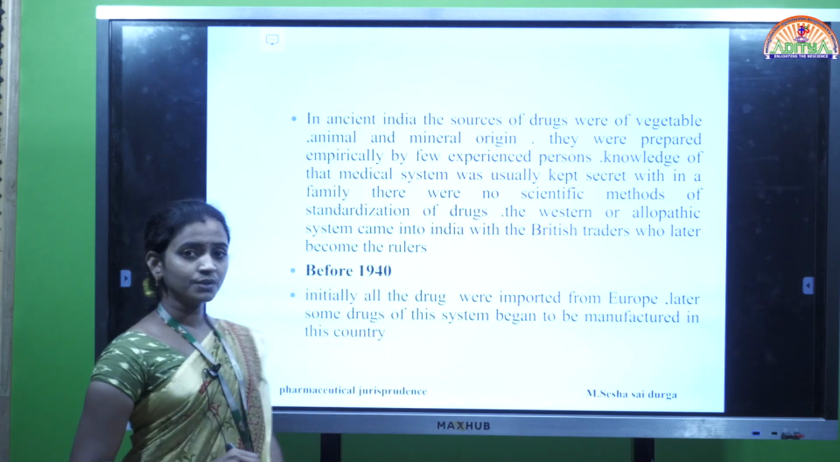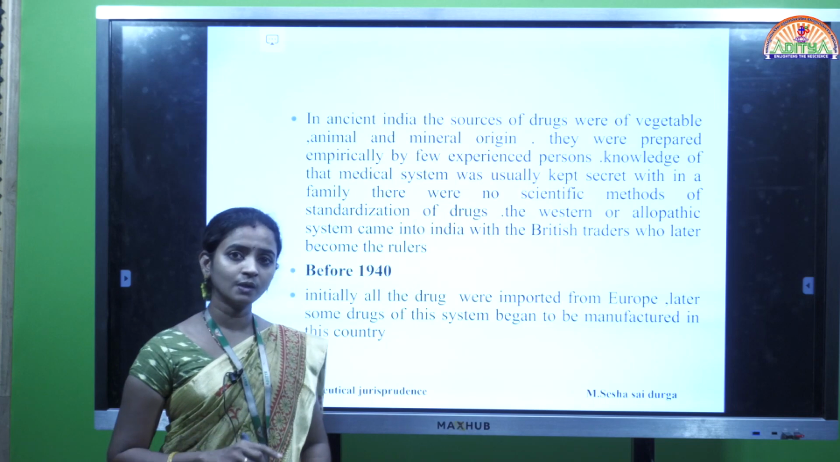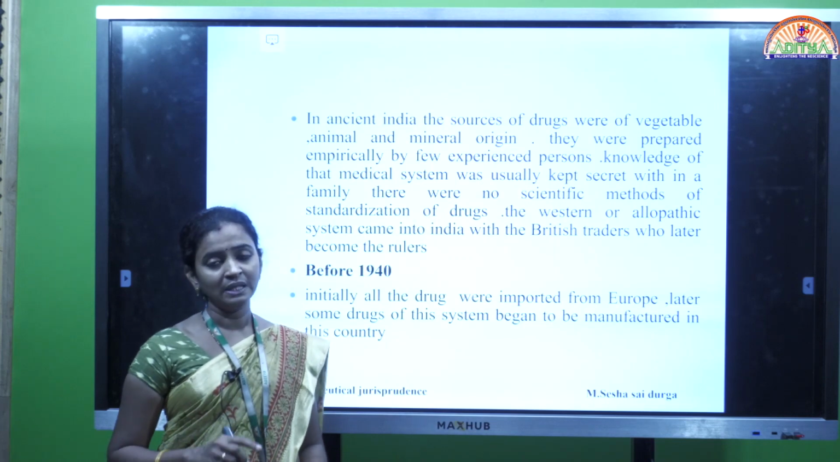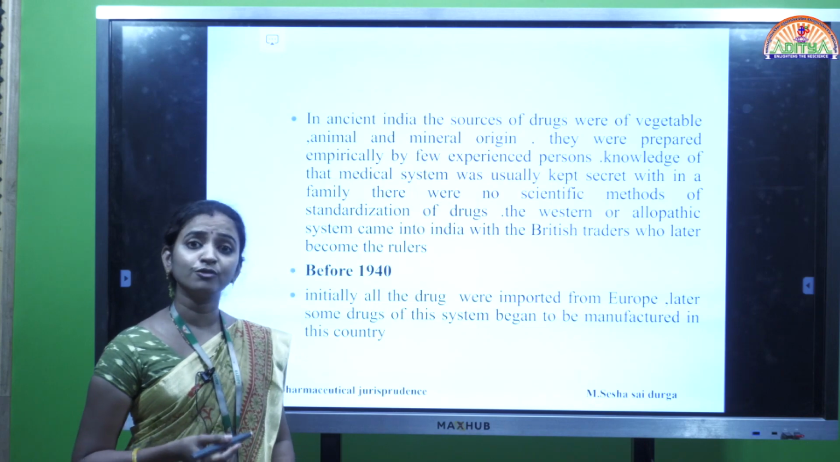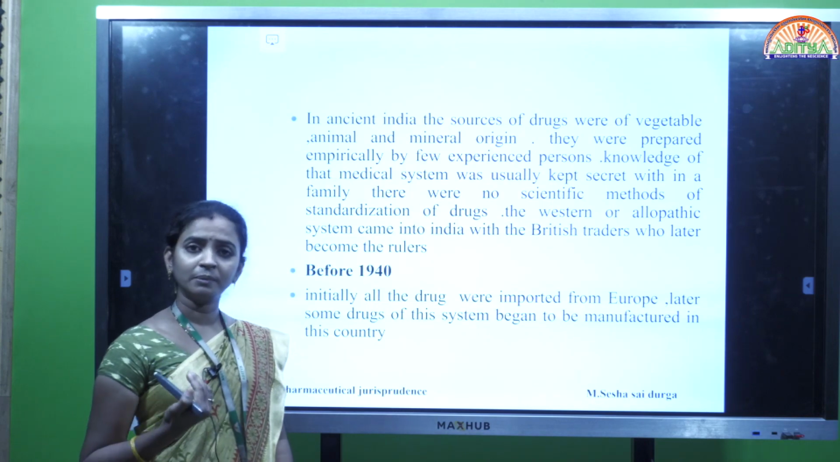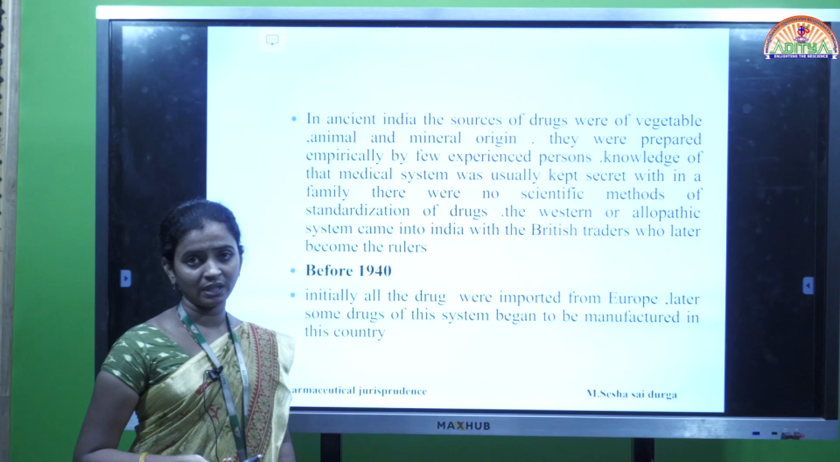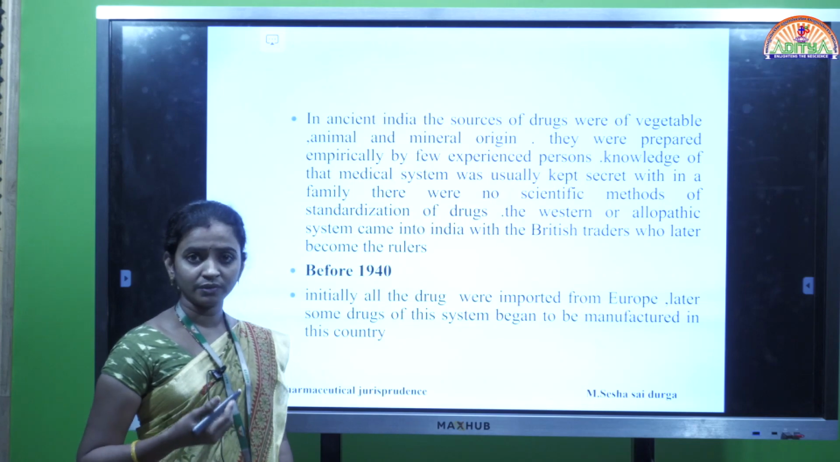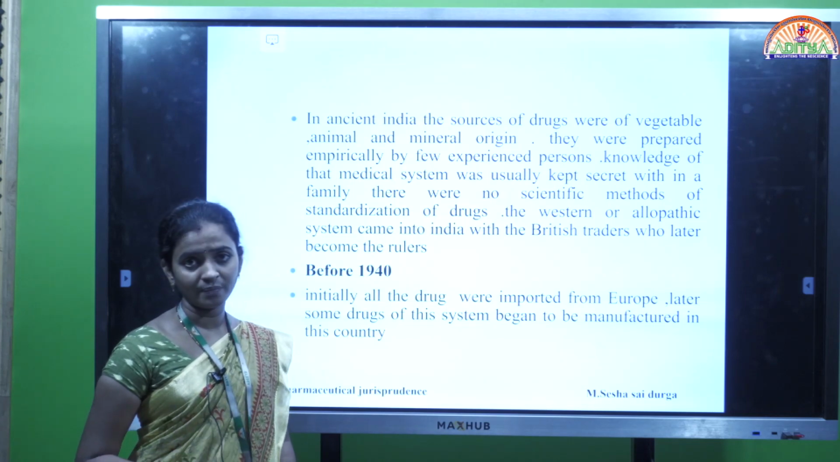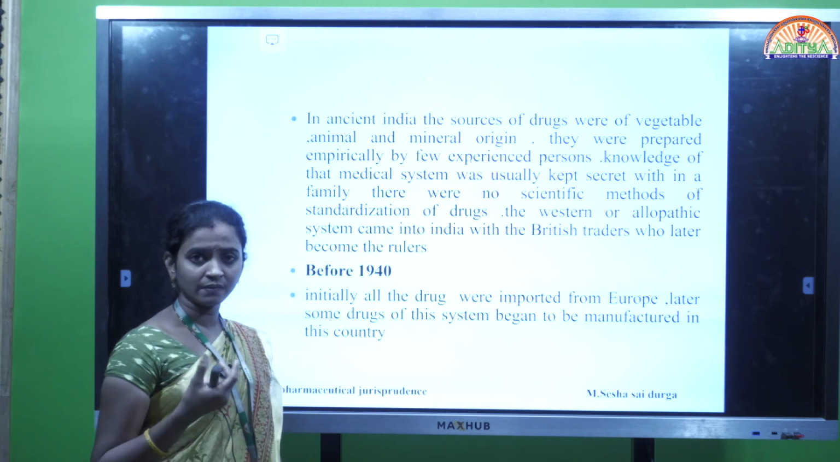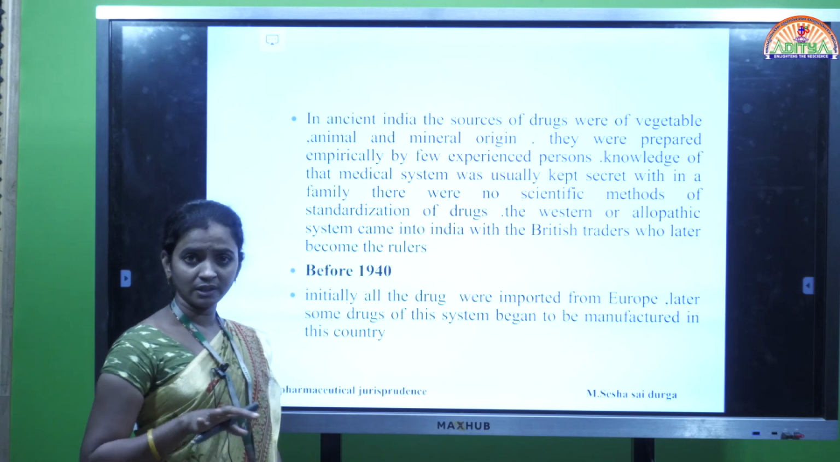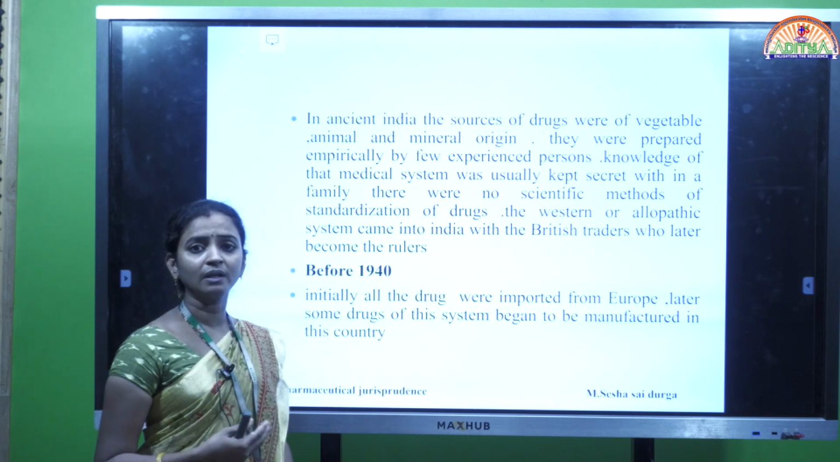This Drugs and Cosmetics Act was established by the Government of India in the year 1940 only. But what about before 1940, how were the activities of pharmaceuticals in India? Before 1940, we did not have any specific system or authorized body to control and regulate these activities.